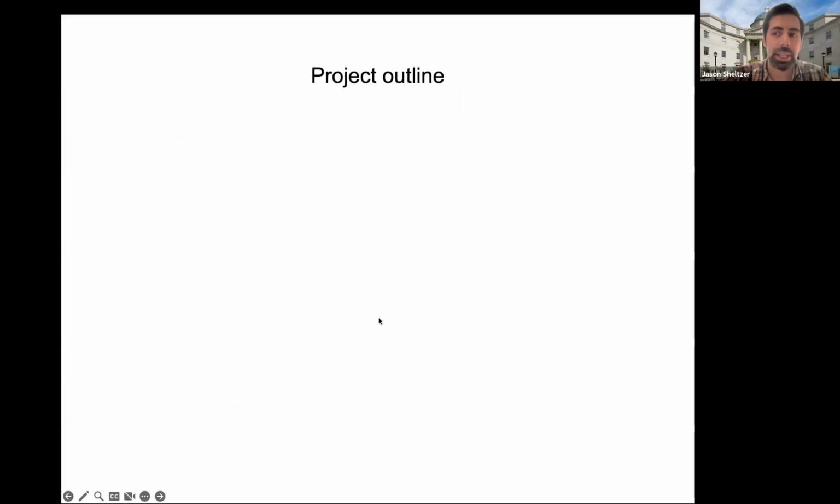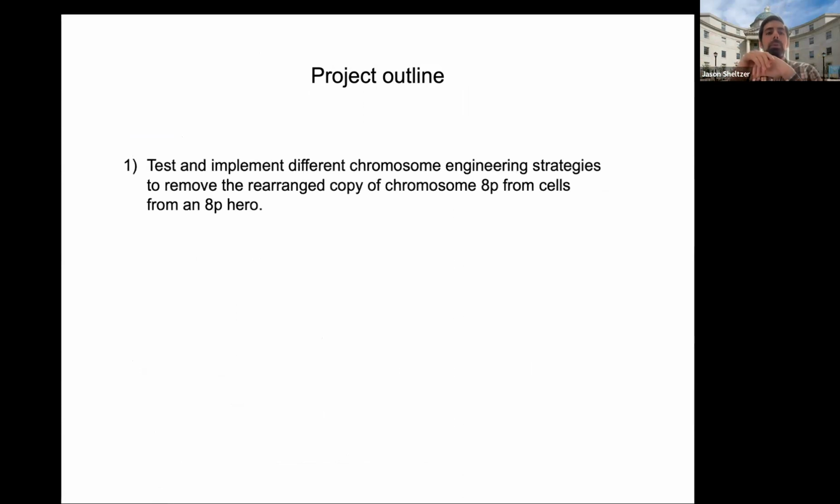So with that introduction, that's kind of the motivation for how we're approaching these questions and what we're hoping to achieve for this project that we're working on with the generous support of Project 8p. We are receiving stem cells from different 8p heroes. We are testing and implementing different chromosome engineering strategies on cells grown in Petri dishes to try to remove the rearranged copy of chromosome 8p and replace it with a normal copy without the deletion or duplication or imbalance.